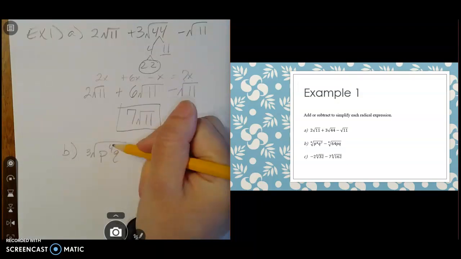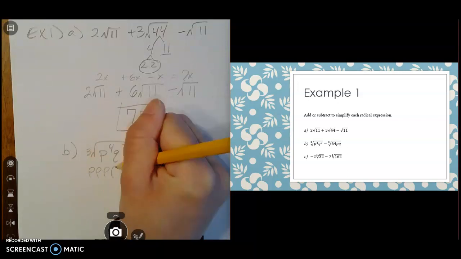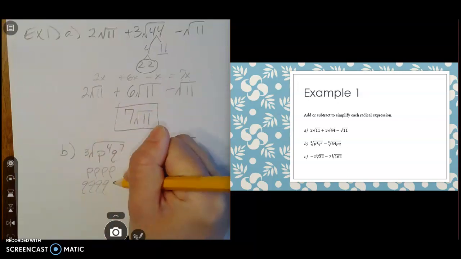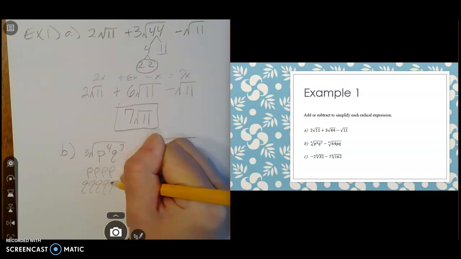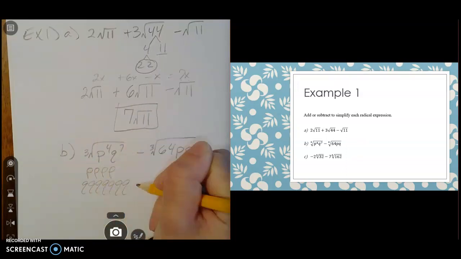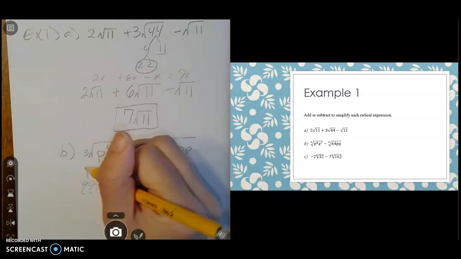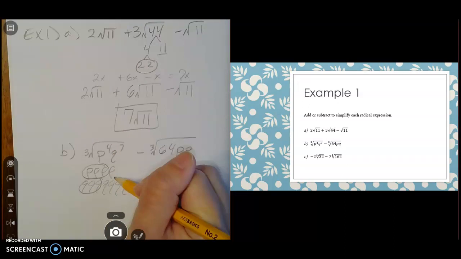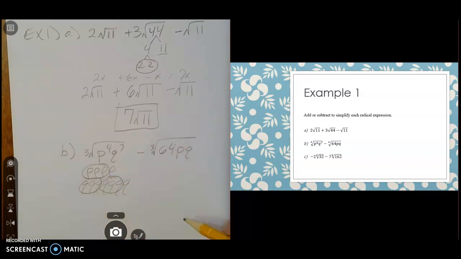The p to the 4th means I've got 4 p's. The q to the 7th means I have 7 q's multiplied together. 1, 2, 3, 4, 5, 6, 7. And the cube root means I'm looking for groups of 3. Okay, so I've got 3 p's. I can do the q's twice. I can do 2 groups of 3 q's.